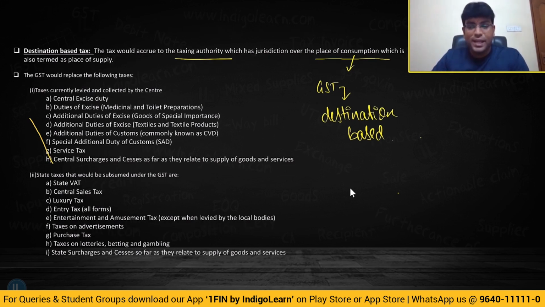Now, GST would replace the following taxes. That is, what are all the taxes which are actually replaced by GST? That's important for us to know, for the straightforward reason that a question came in the exam one time where they asked whether municipal tax is subsumed in GST.